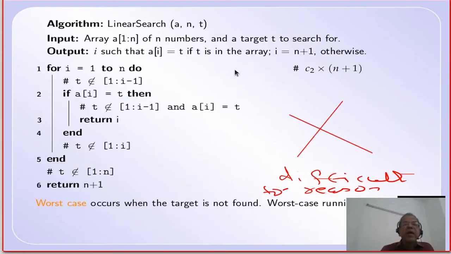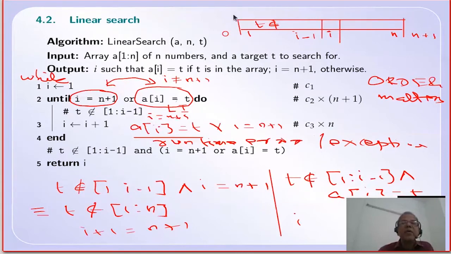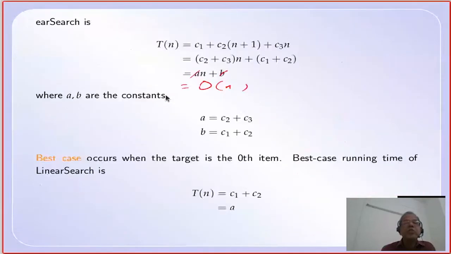What is the best case? Suppose in the input the target is found at index 1. How many times will the loop body be executed? It will not be executed at all, because the first time, A at 1 is equal to t is true. And therefore, here, T of n is equal to C1 plus C2. C1 for line number 1 and C2 is line number 2, and therefore this is constant.